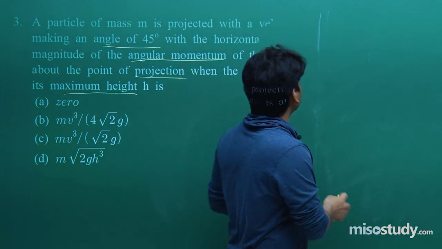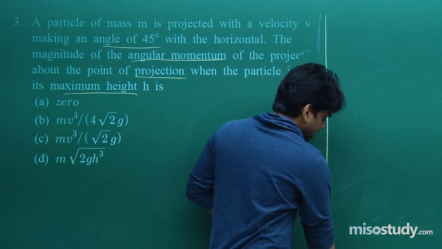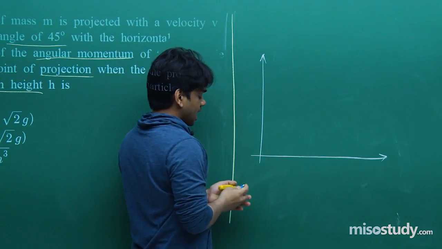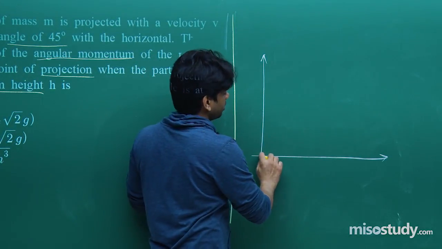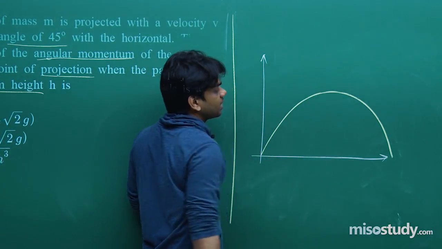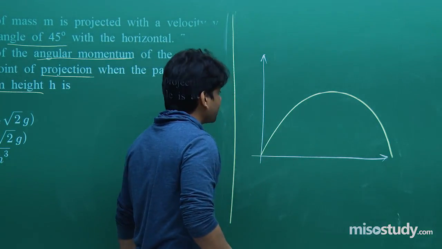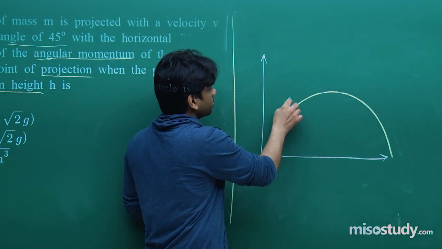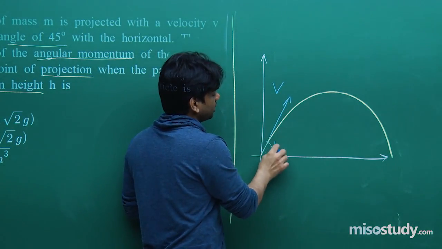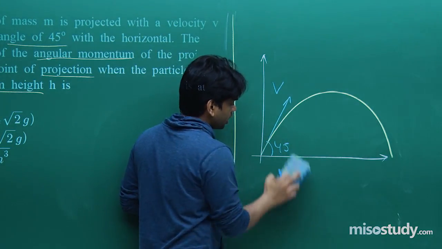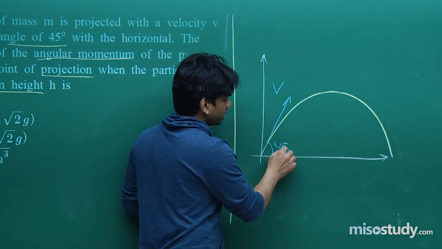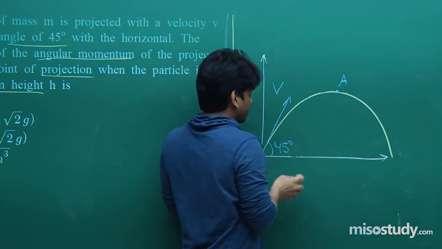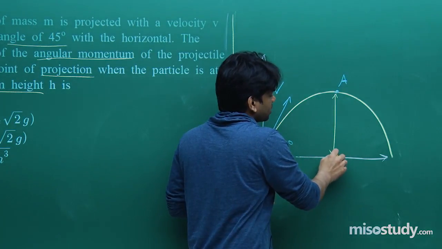Let us mark what is happening. Let's say this is the axis that I have just made, and this is the projectile that has been fired. Now we are interested in the maximum height and the point of projection. The velocity given is v, and it is projected at an angle of 45 degrees. Let's say this is point A, at maximum height. This height is h max.